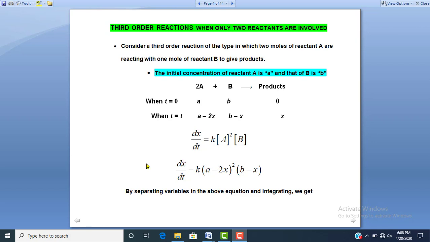Dear students, this rate law has been written by taking the concentrations of reactants A and B in terms of their moles a and b. So here are two types of terms. On the right hand side is (a minus 2x) and (b minus x), while on the left hand side dx has been divided by dt. So we will separate the variables, and after separating the variables, we will do the integration to solve the equation to find the value of the rate constant.